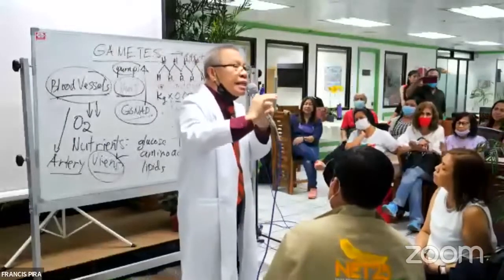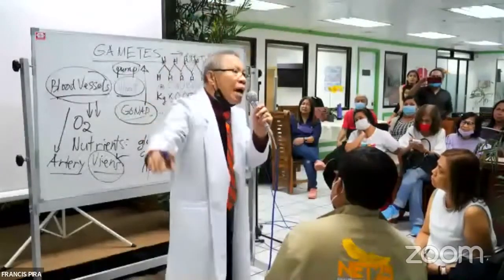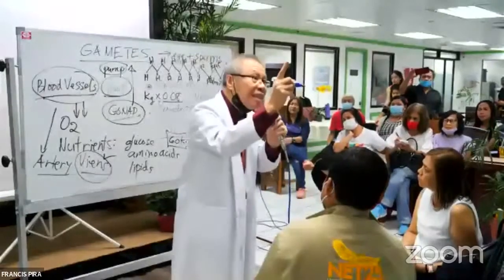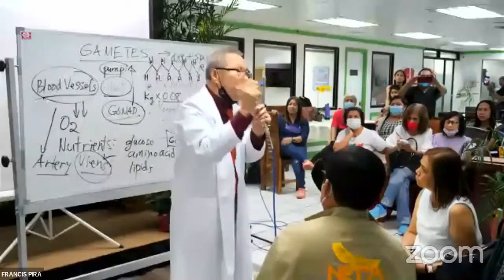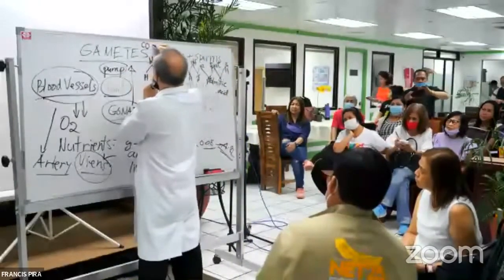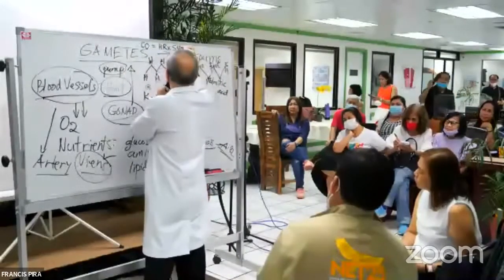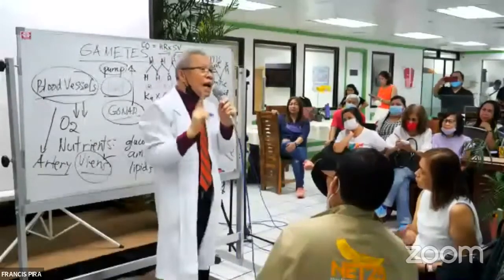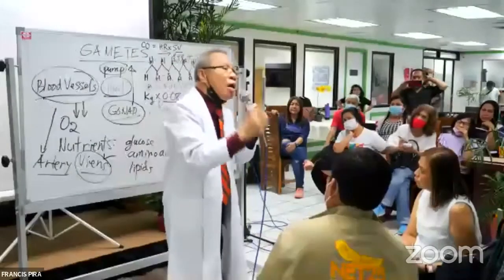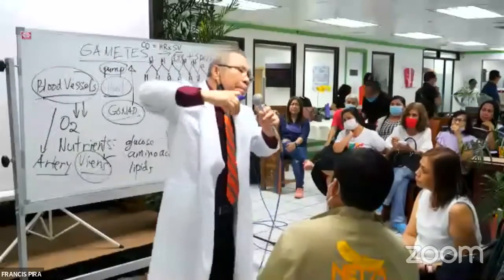And take note of this. The amount of blood that will be distributed throughout your body in 1 minute is known as the cardiac output. Cardiac output is a function of the heart rate times the stroke volume. What is stroke volume? Another important medical term. Stroke volume is the amount of blood ejected from the heart per beat, per pump.